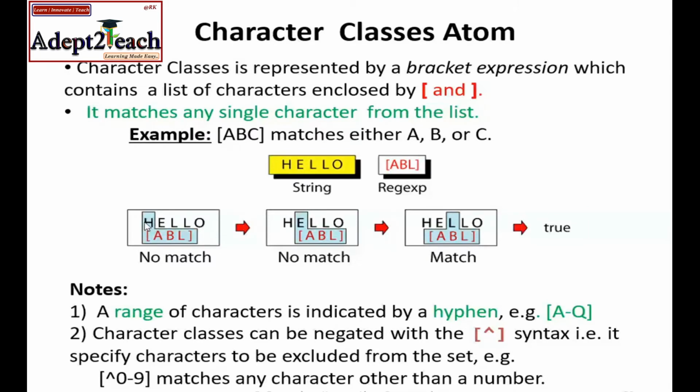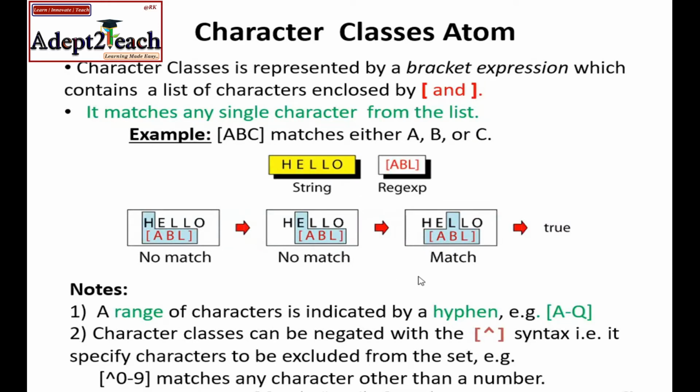The first character H is tried to be matched with the characters of the regular expression enclosed in your square brackets. So it will try to match A, B, L. None of the characters match here, so it will move to the second location. Again, it tries to match. Then it goes to the third location. Now here, A does not match with L, B does not match with L, but L does match with L. So it will give us a true combination. Rather than this, there can be another method.